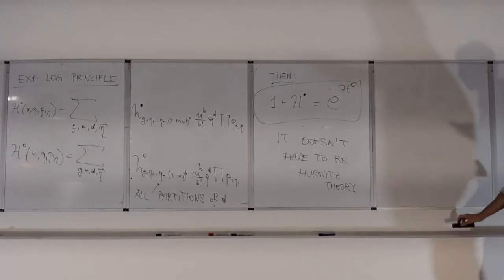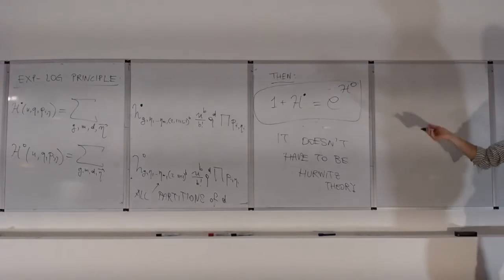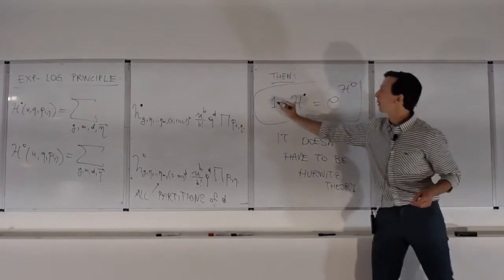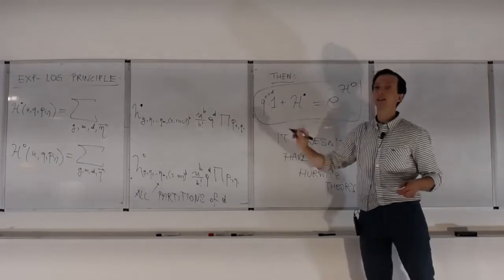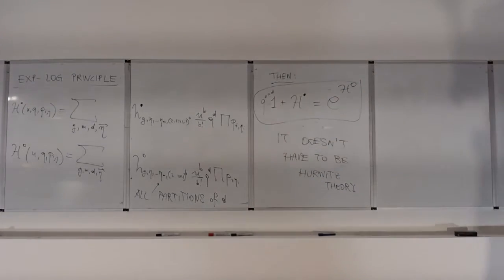Excuse me, say, 1 has no variable. So in particular it multiplies q to the power 0. But 0 is d, which is the degree. So the Hurwitz number is not defined, so I need to add it. Okay, thank you.